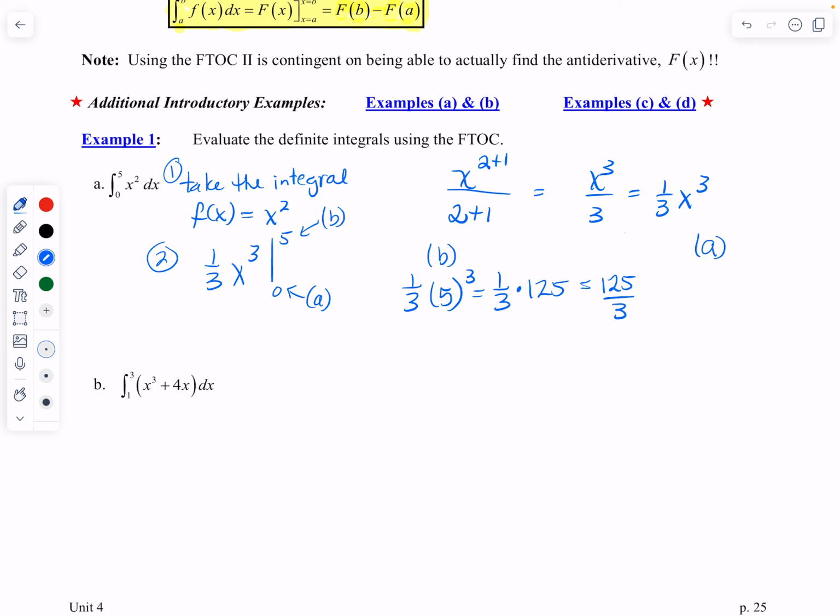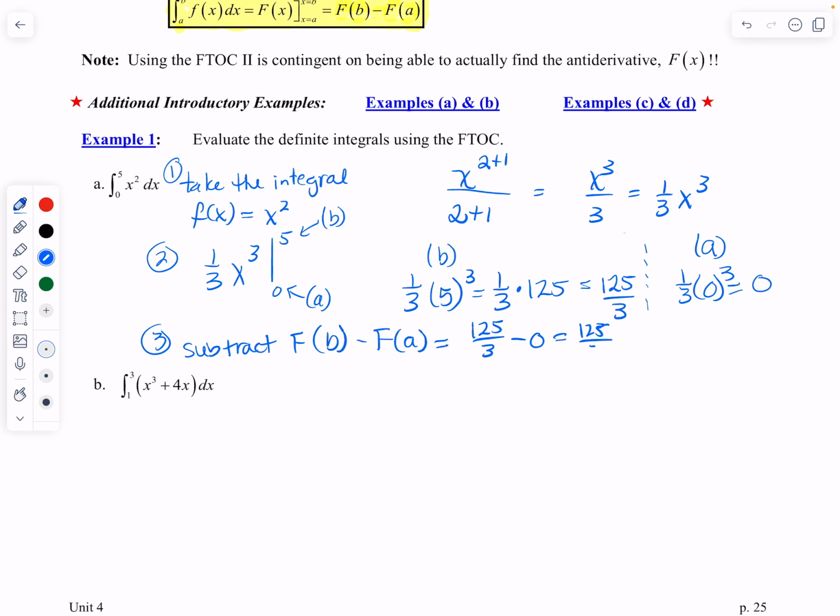So you do the same thing with the lower limit, which is 0. I plug it in: 1/3 times 0 cubed, which equals 0. And now I subtract. I'm subtracting the antiderivative at b minus the antiderivative at a. So what does this look like? This looks like 125 over 3 minus 0, which equals 125 over 3. So now I just found the area under x squared going from 0 to 5. That's what it did.